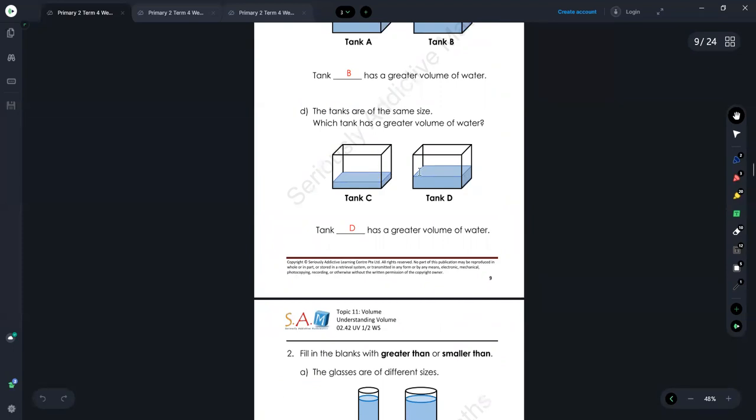Question D is because the containers are of the same size, right? The tanks are the same size. So if they are the same size, you can just compare, right? Which one is more? The height, okay?